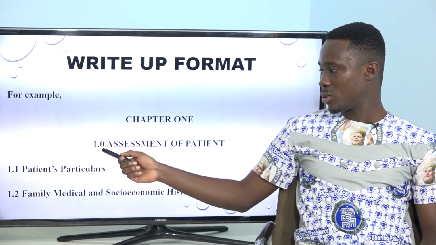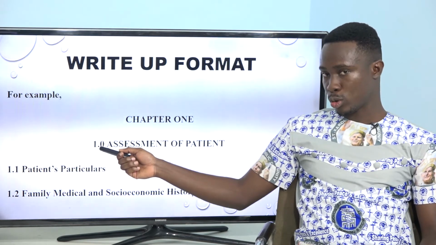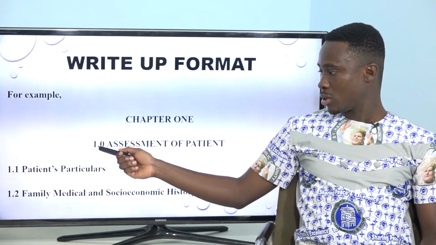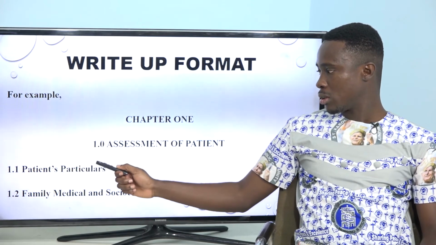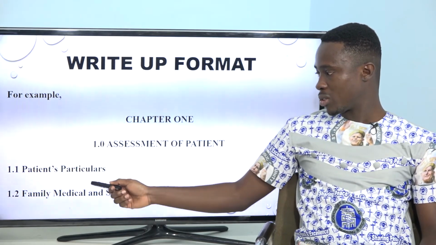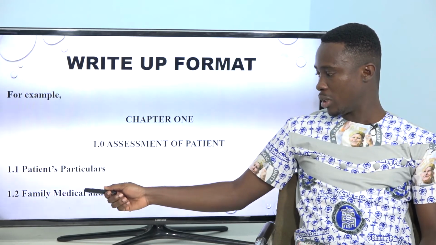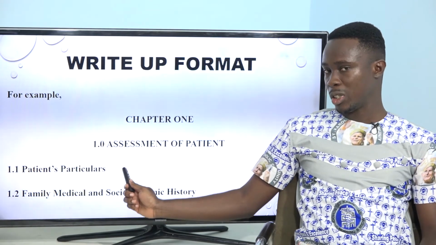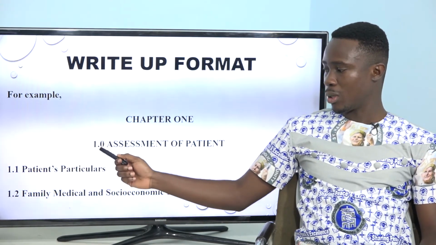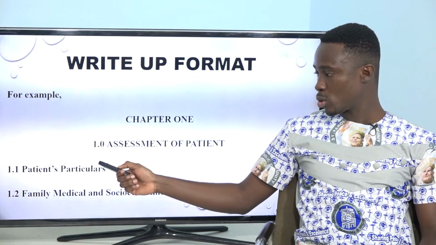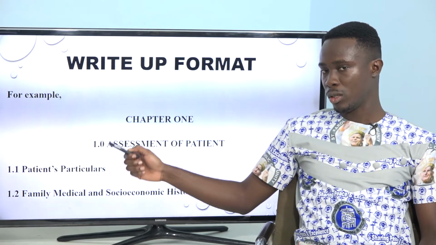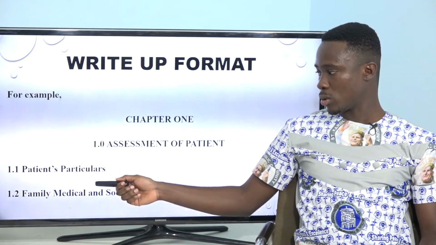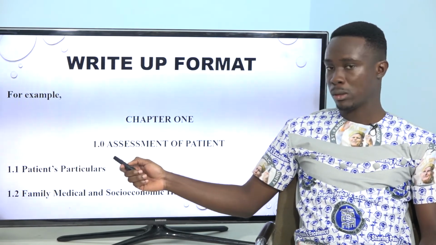So you can decide to either use the numbers or not. You can decide to exclude the numbers and just have Chapter 1, assessment of patient, and patient particulars and family and medical socioeconomic history. But if you choose to use the number system, you have to continue to number it till the end of your write-up, through till Chapter 5 has ended.